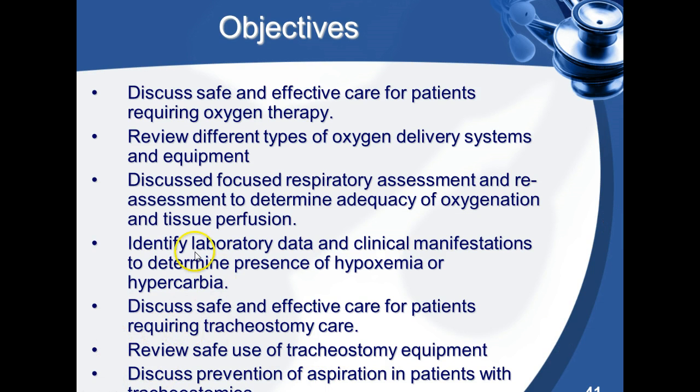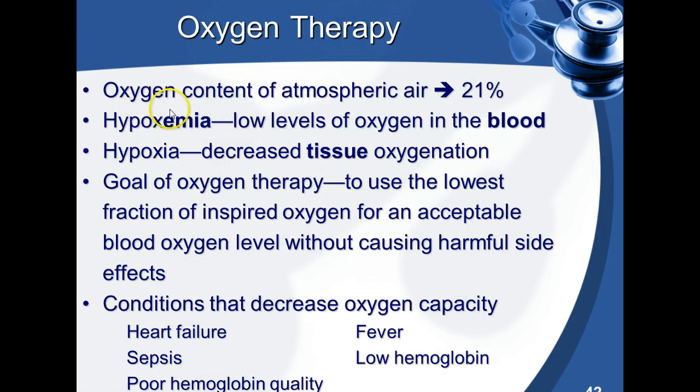tracheostomies. I want everybody to know what hypercarbia is. Hypoxemia means, of course, that you have low oxygen. As a result, a lot of times when people have respiratory problems, they tend to have a high carbon dioxide level. Okay, oxygen content of atmospheric air is 21%. So hypoxemia is low levels of oxygen in the blood. Hypoxia is decreased tissue oxygen. So there's a totally different terminology there that I want you guys to be aware of.